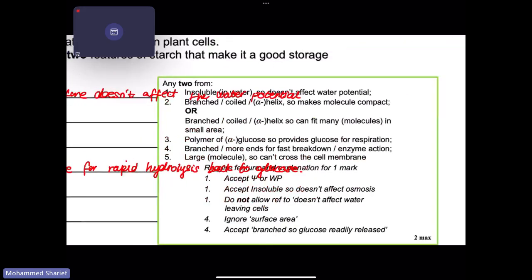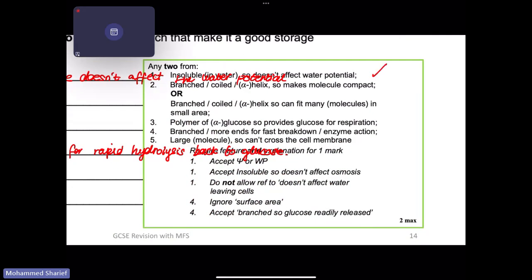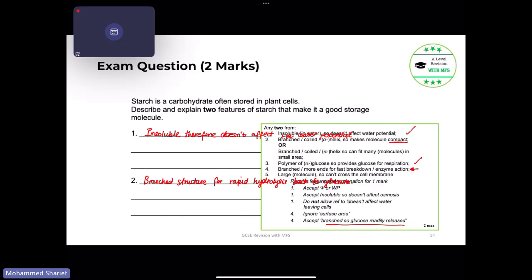Okay, looking at the mark scheme. So insoluble, so doesn't affect water potential, always one mark. We said it was branched. So it says accept branched, so glucose is readily released, which we have said. Rapid hydrolysis back to glucose. You could have also said that glucose is used in respiration. This is basically what we've said over here. Rapid hydrolysis happens by enzymes. Or to have a safe one, you could have said the compact point over there.